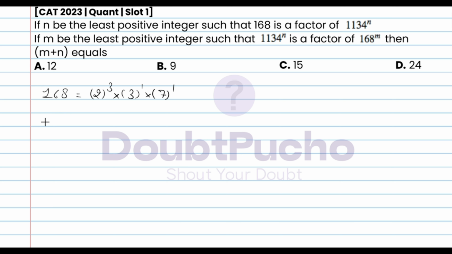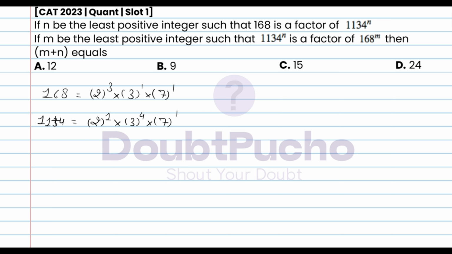This is the prime factorization of 168. And let's do the same for 1134 also. So 1134 का प्राइम फैक्टराइजेशन अगर करते हैं तो ये आता है 2 to the power 1 into 3 to the power 4 into 7 to the power 1. This is what I am getting. Okay, now I have to find out the least positive value of n first.